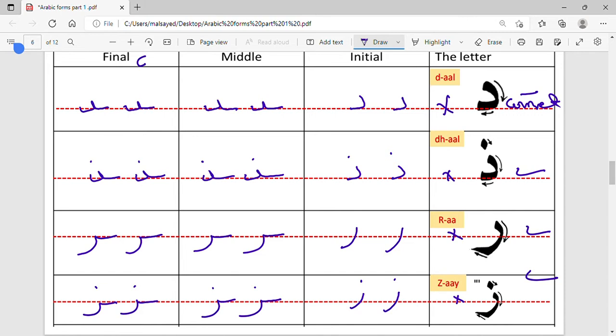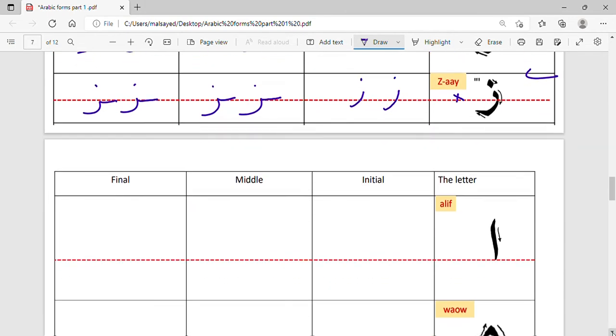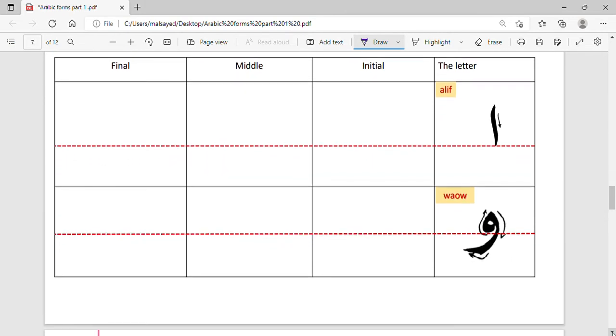Same thing for the alif and the waw. Now the only thing that is different is the alif. We don't have an initial form for the alif. There are no words in Arabic that begin with alif. The one you see with hamza is actually hamza. We will talk about it later. But in fact, we don't have any words in Arabic that begin with alif.